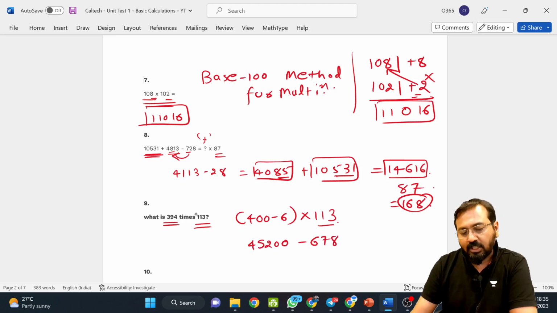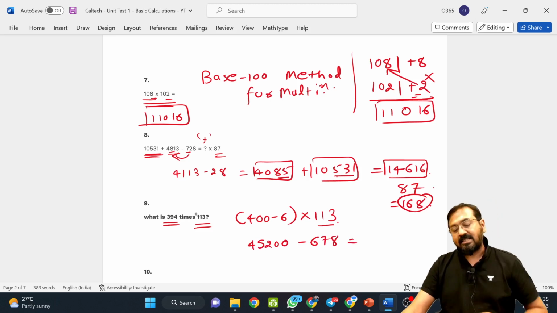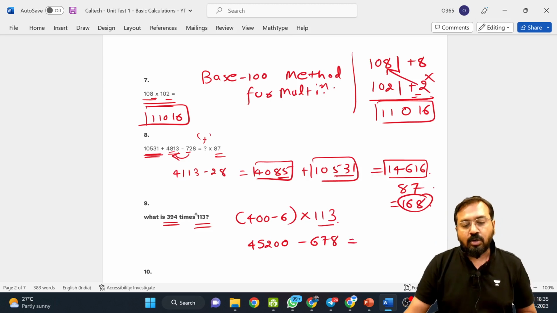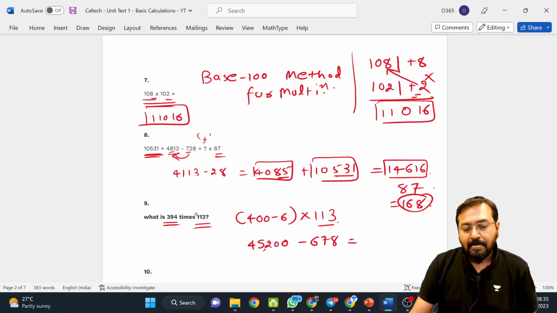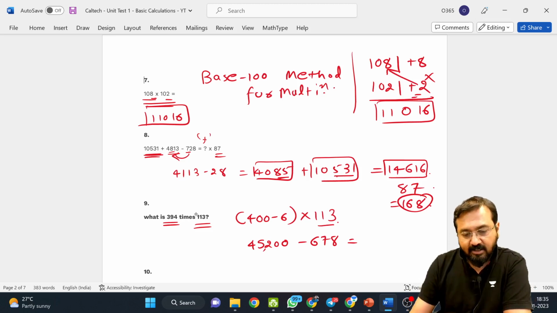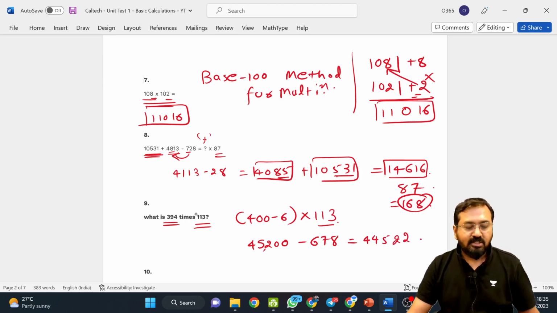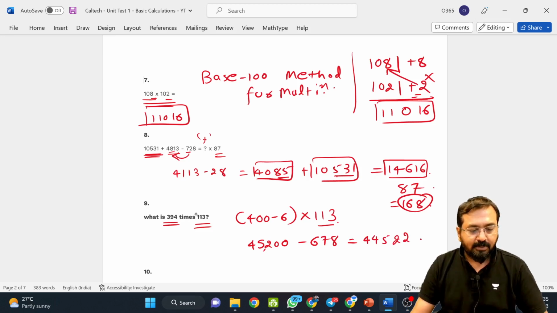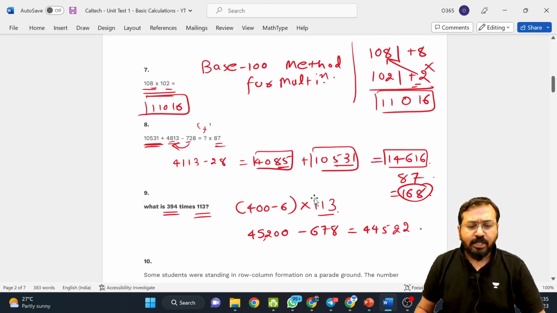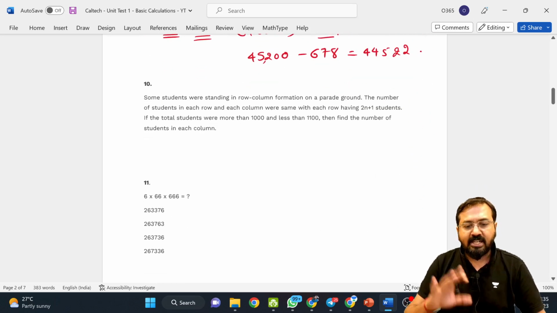So guys, 45,200 minus 678, what are we going to get? This is what we need to find out. If I subtract 600, it will be 44,600, so it comes to 44,522. This is what our subtraction is going to be. So this is how you can do it accurately. Make sure that you are not committing any mistakes.